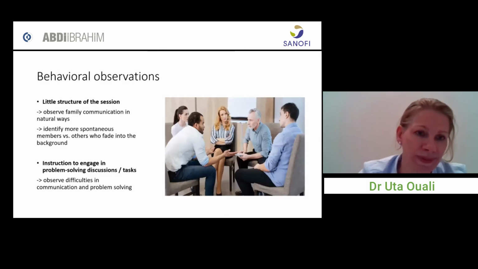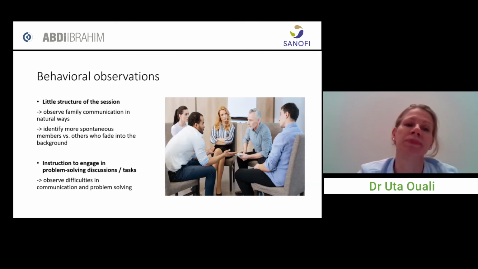Another important way to assess the family is behavioral observation. There are 2 ways to do these behavioral observations. First of all, when you give very little structure to the session, you can observe the family communication as it proceeds in its natural way. And it allows the therapist to identify more spontaneous members versus others who fade into the background.